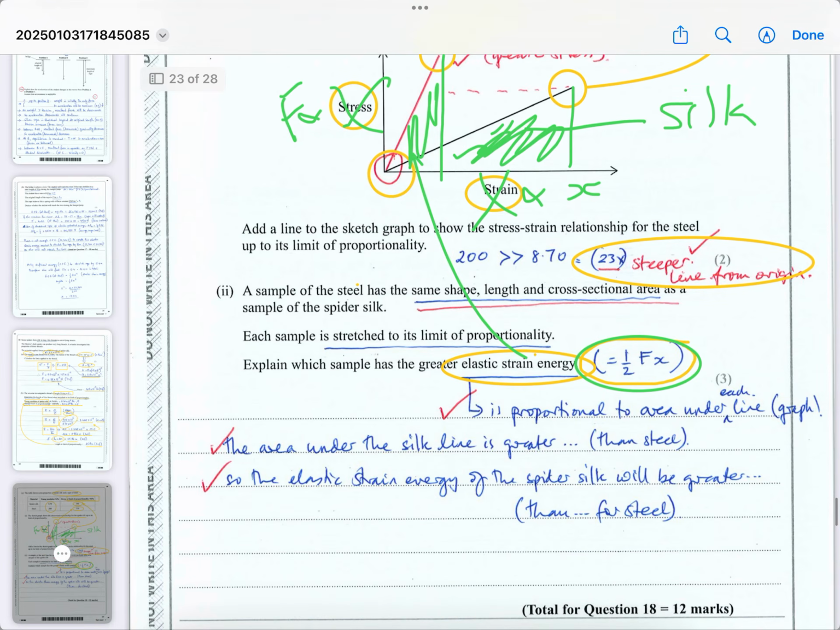A nice question comparing a natural material with man-made steel.